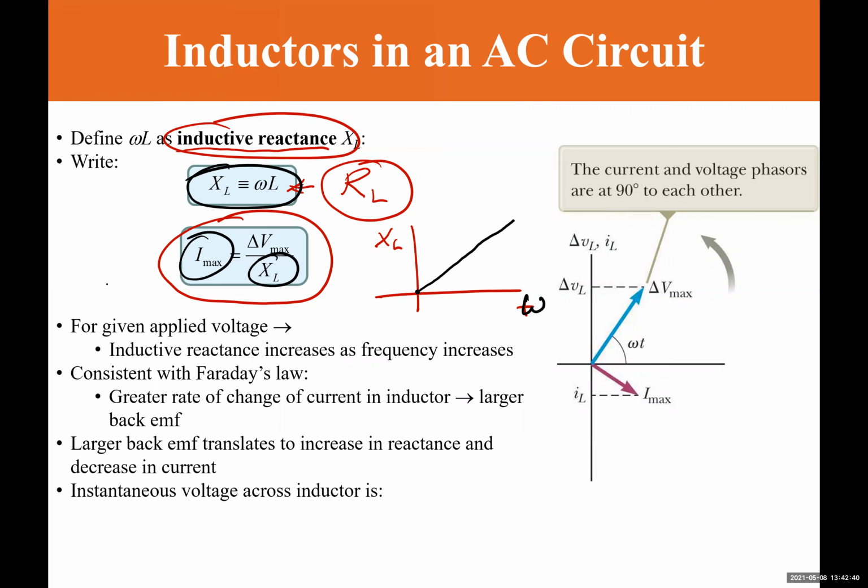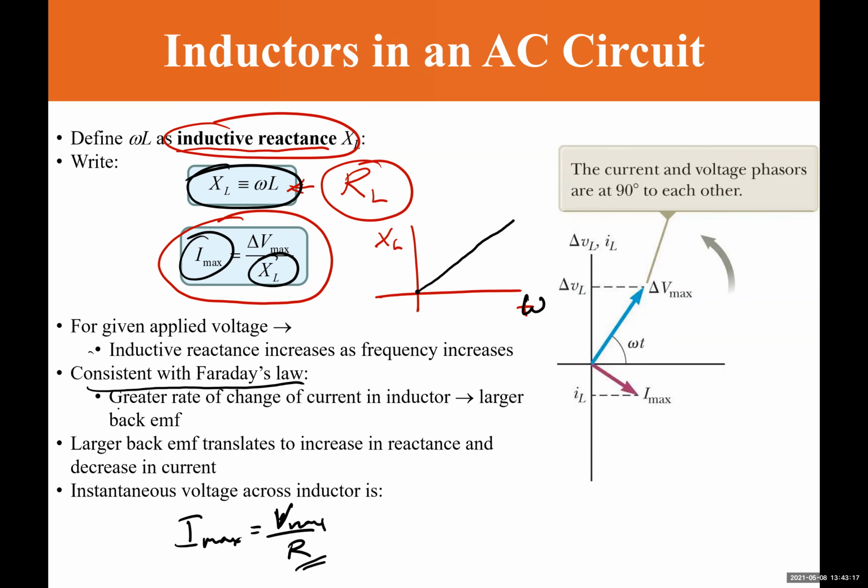The smaller this number, the larger the maximum current. That means this is like what we have for the maximum current in the inductor, because the maximum current in the resistor was Vmax over resistance, where the resistance itself did not depend on the frequency. It was always the same. But here you get frequency dependent values of the maximum current.